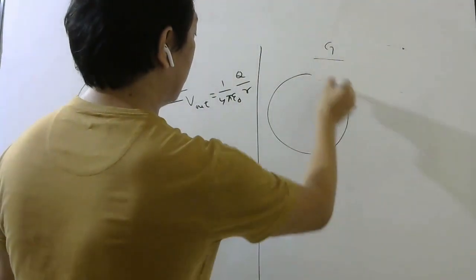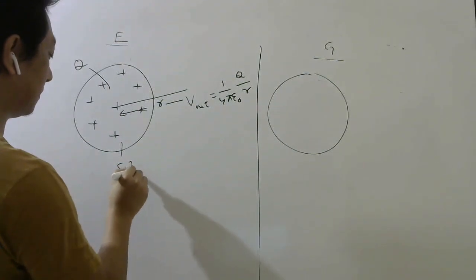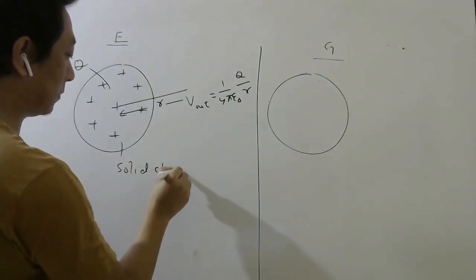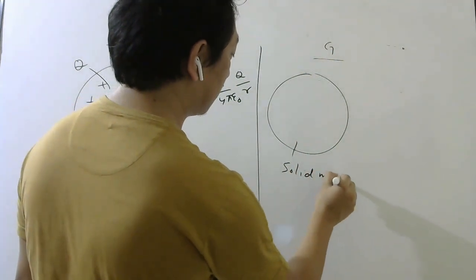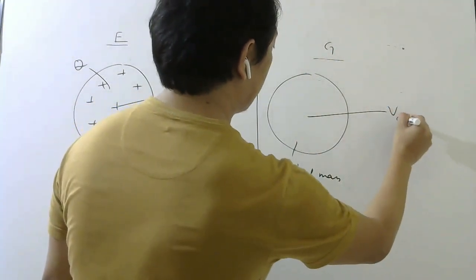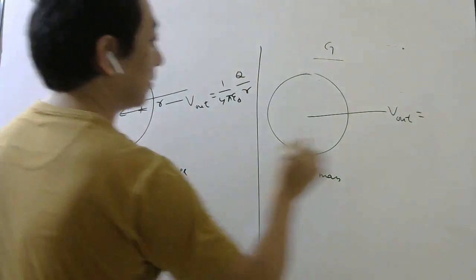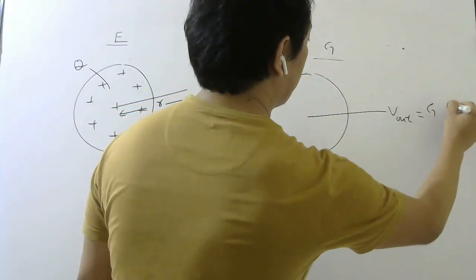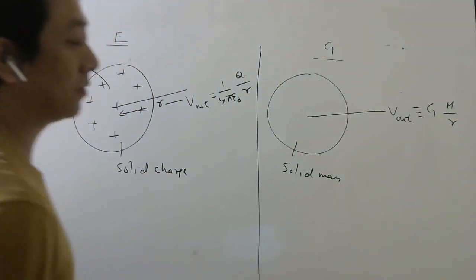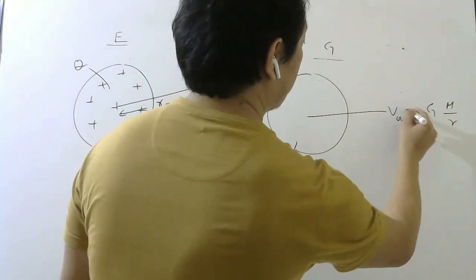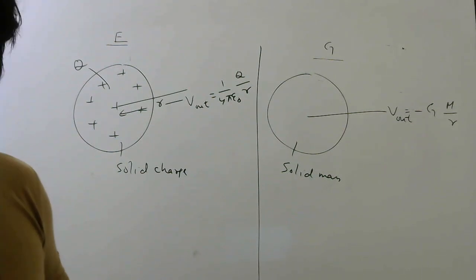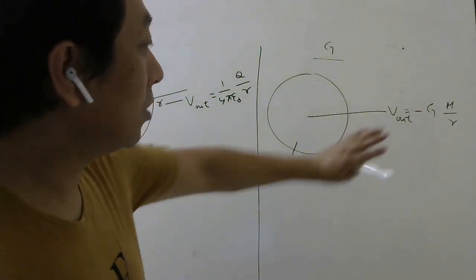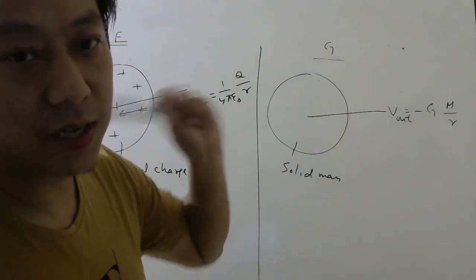Similarly, if you have a solid mass, solid charge, non-conducting, this is a solid mass. Outside it is again the same as this only, G M by r, and we should remember the minus sign. The minus is because the force is always attractive. Okay students, so keep that in mind. So these formulas are similar to the point charge formula.